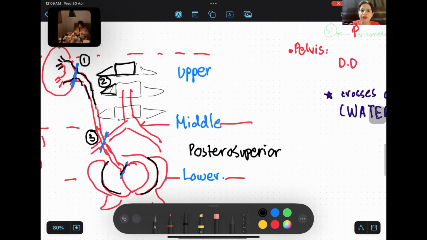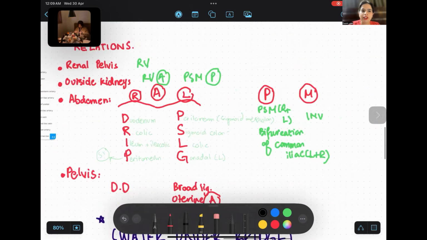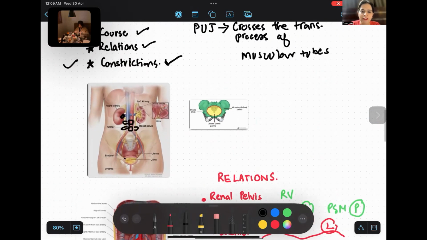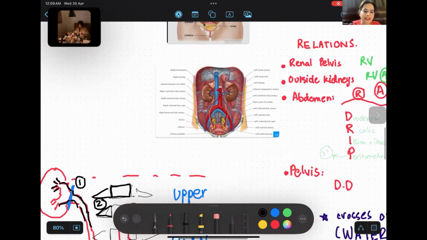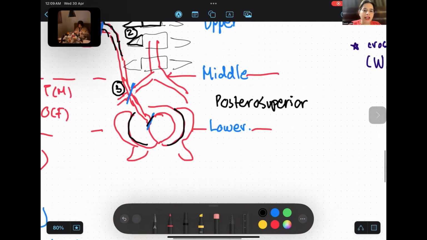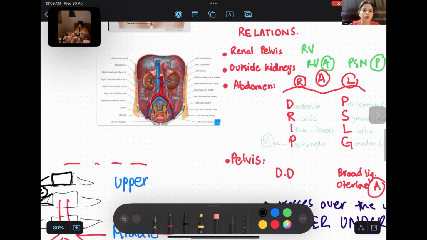What's the pelvic brim? We have this diagram right here. Pelvic brim is this structure which basically differentiates the false pelvis from the true pelvis. And this is the point where they kink. And then they enter the bladder at this point, the intramural part, which is also called the posterior-superior aspect of your urinary bladder. So we are done with the course.